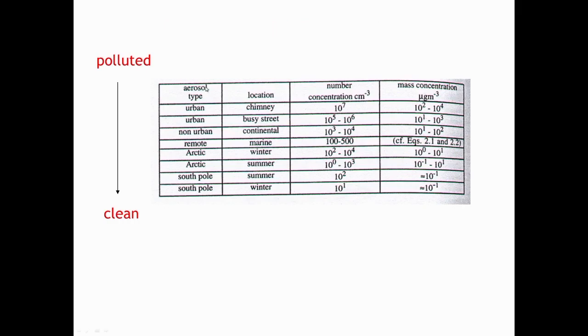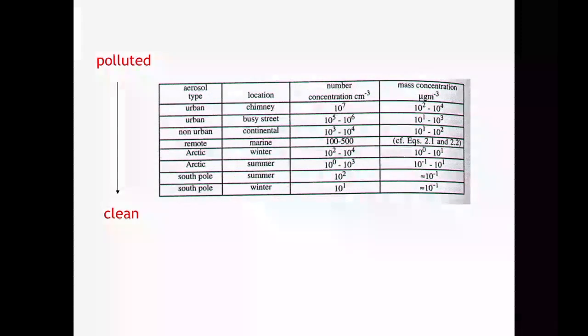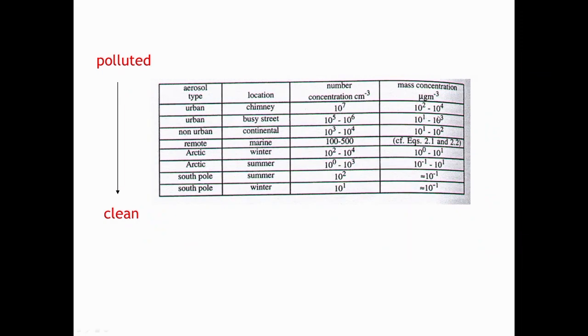So there, going from polluted to clean, you're talking about number concentrations going from 10 million per cc down to the background in Antarctica of about 10 particles per cc. 10 particles per cc is clean. Even in the laboratory, it's very, very hard to get down to numbers as clean as in the South Pole. And the mass concentration going from tens of thousands of micrograms per cubic metre down to fractions of a microgram per cubic metre.